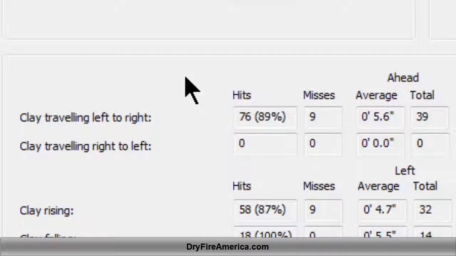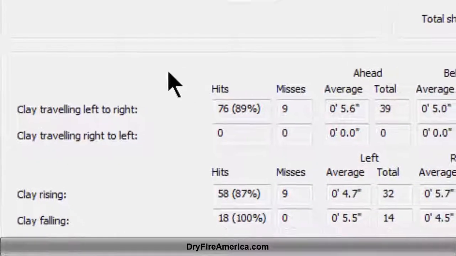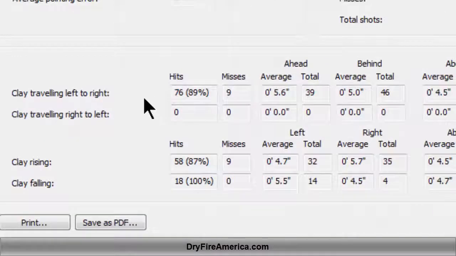And as we look close into this data, and remember, I was exclusively shooting targets that were moving from the left to the right, so we should expect to see all the data on this top line. Let's go ahead and take a look at some of it and see what we're finding. First of all, it says that I had 76 hits. Then it said that I had 9 misses, and that compares with what we had up above.